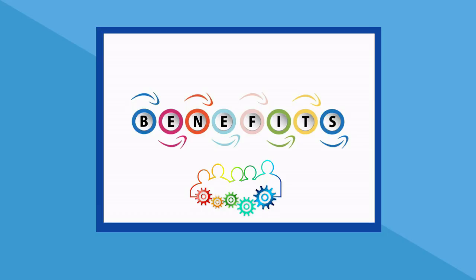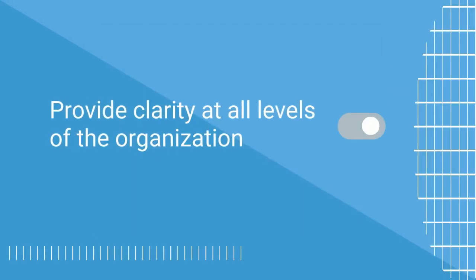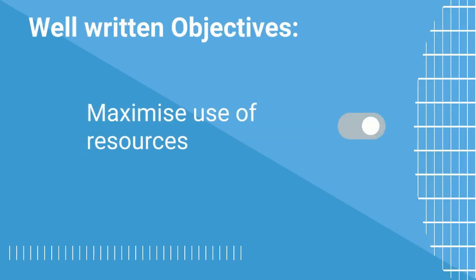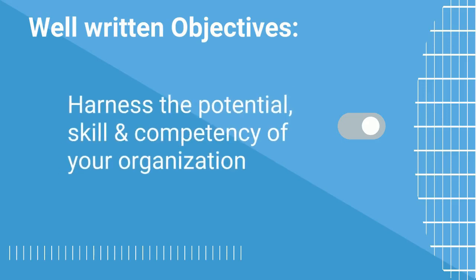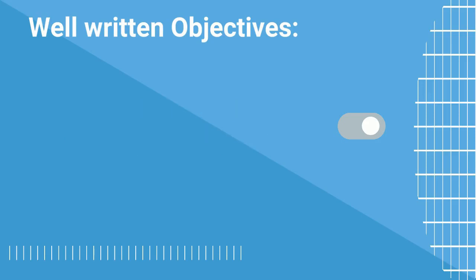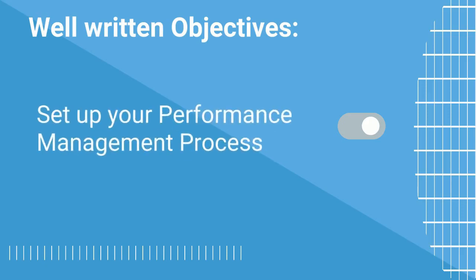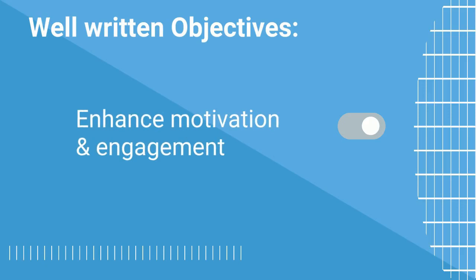There are many benefits to having a formal objective setting process. Objectives clarify at all levels of the organisation the priorities and expected results. Well-written objectives allow you to maximise the use of your resources and to harness the potential, the skill and the competency of your organisation. They empower employees to take responsibility and they set up your performance management process. A fair and consistent objective setting process will enhance motivation and engagement.